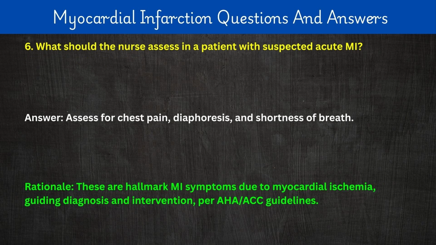6. What should the nurse assess in a patient with suspected acute MI? Answer: assess for chest pain, diaphoresis, and shortness of breath. Rationale: these are hallmark MI symptoms due to myocardial ischemia, guiding diagnosis and intervention, per AHA/ACC guidelines.